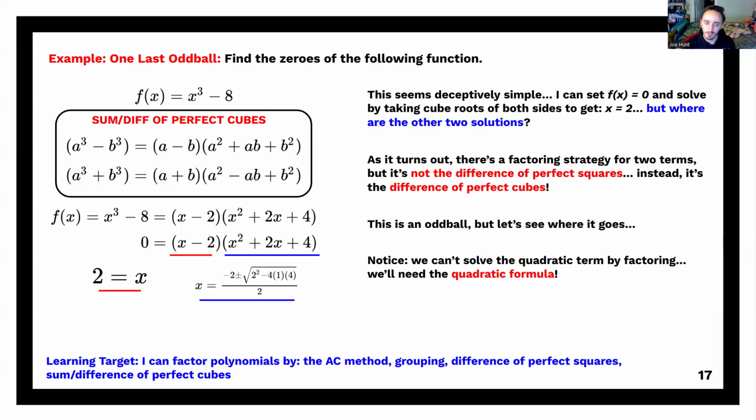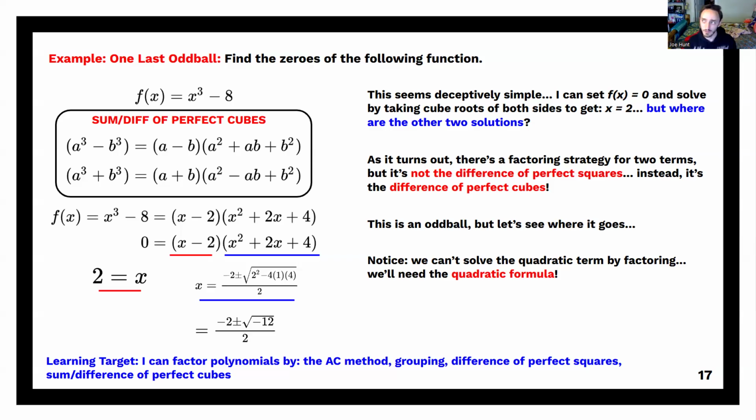I've got negative 2 plus or minus the square root of b squared minus 4ac all over 2a. I'm going to simplify. And what I get there is negative 2 plus or minus the root of negative 12. There's the imaginary component, right? That's why you don't see them via graphing or any sort of factoring method.